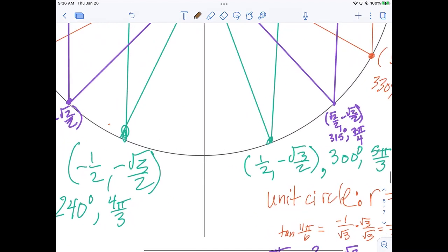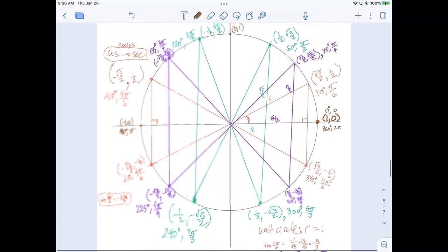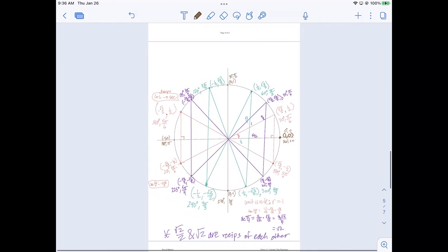And then we got this fellow down here. This is, of course, 0, negative 1. And this is going to be 270 degrees, also known as 3 pi halves. We've seen him before. And then rounding out all the way around, we get the 360 and the 2 pi. That's coterminal with 0.